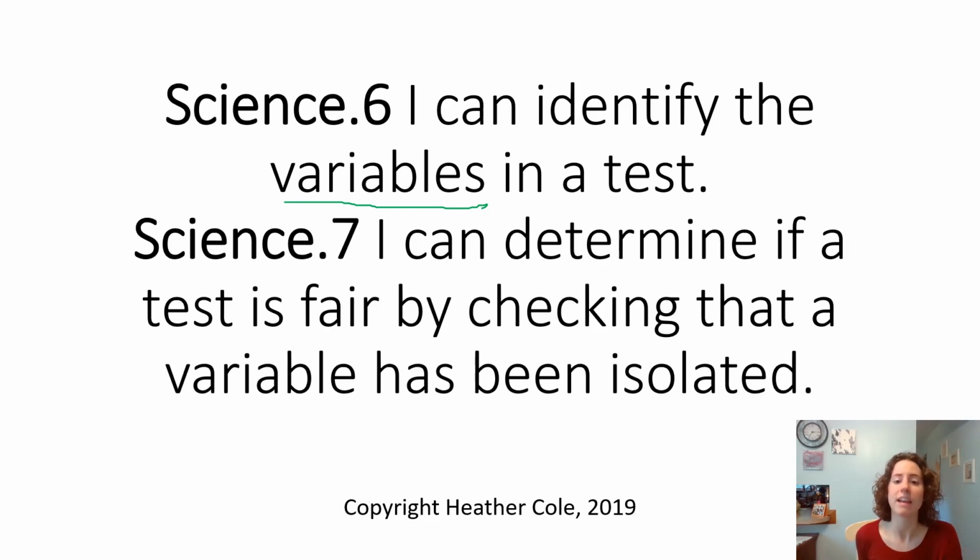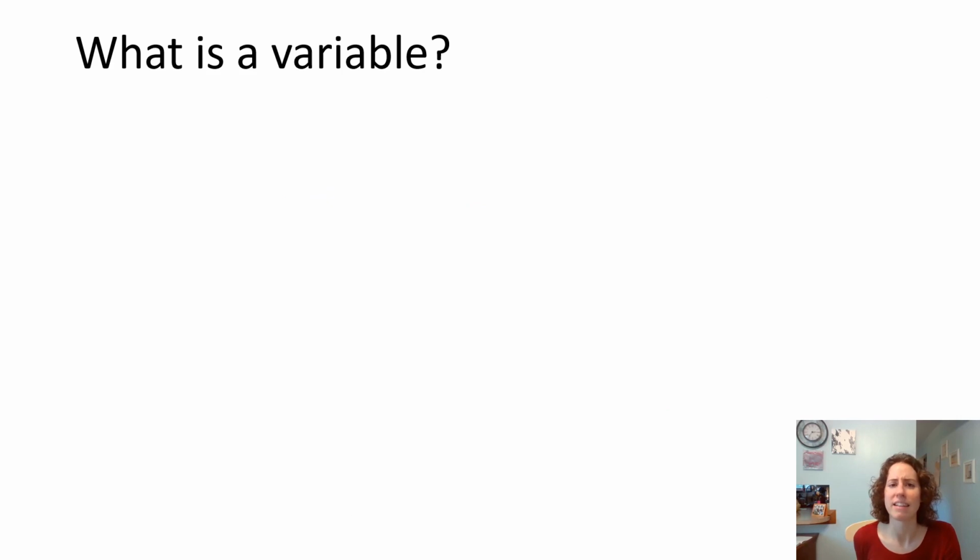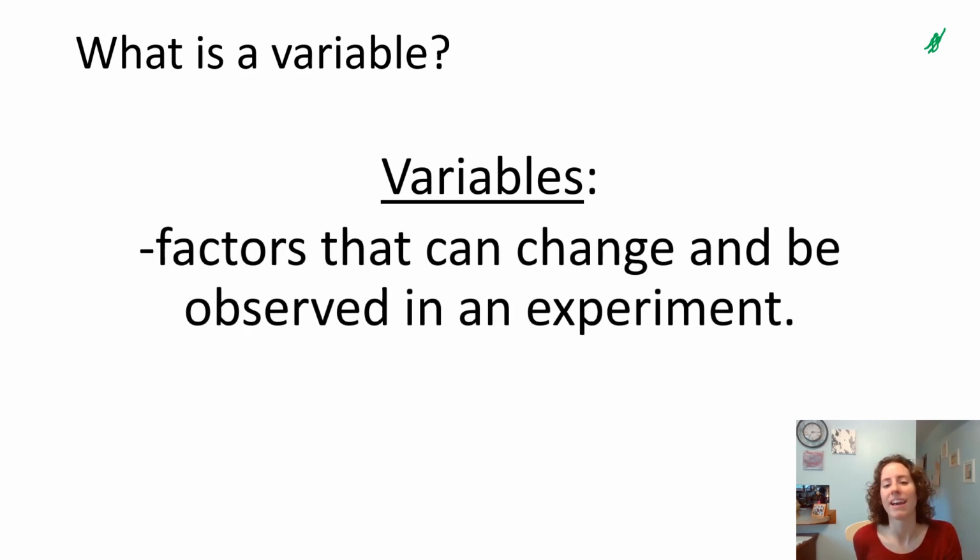Identifying variables and being able to check that a variable has been isolated. So, what even is a variable? I have some fun videos that I'm going to put in the right-hand corner of the screen up here, so watch for a little eye. But a variable is basically something that can change in an experiment. And so if there's anything that can vary, that's where the word comes from, that is what you're looking for: a variable.